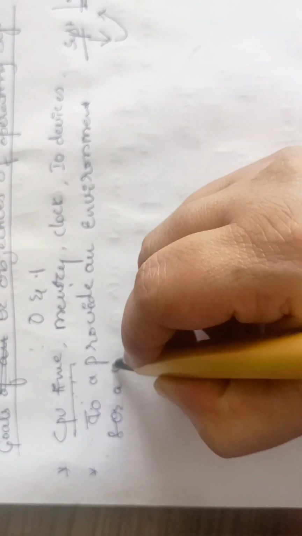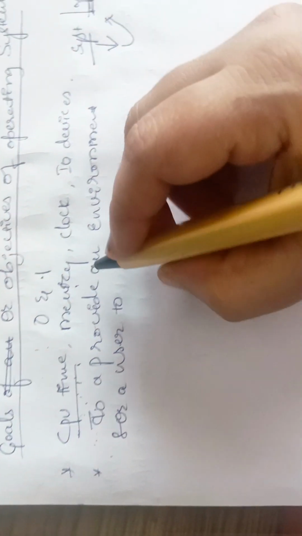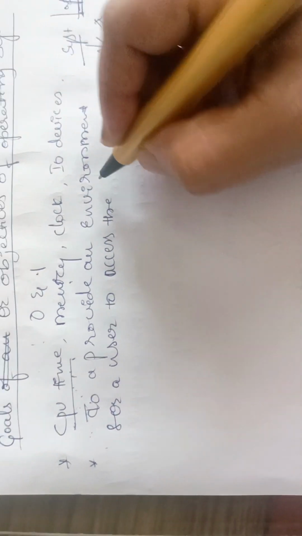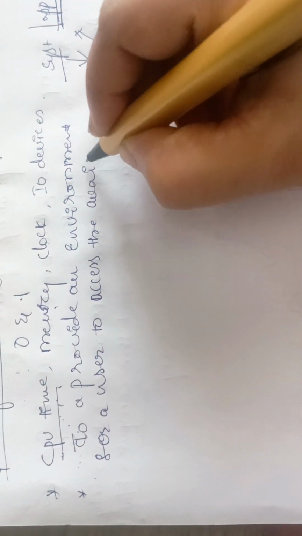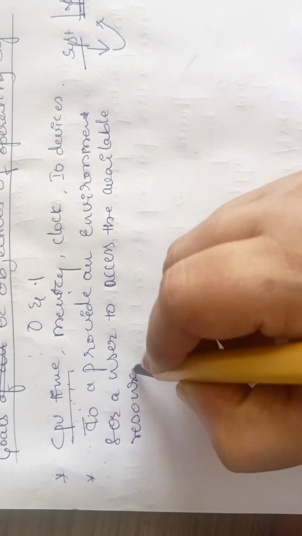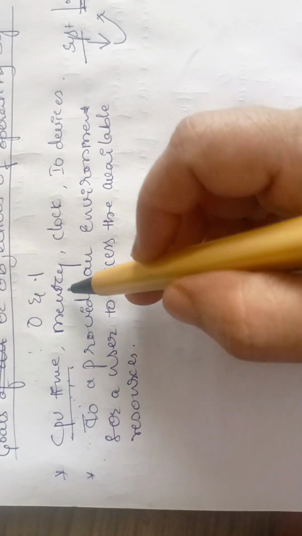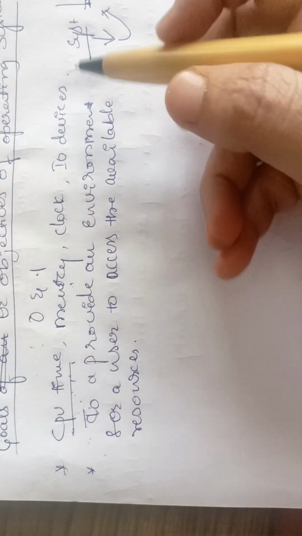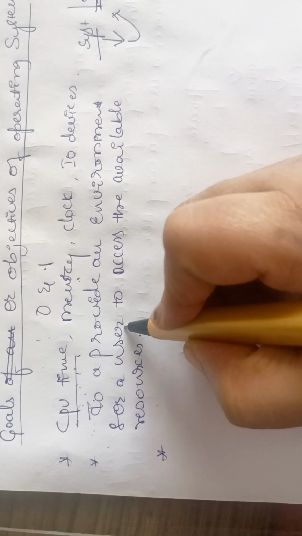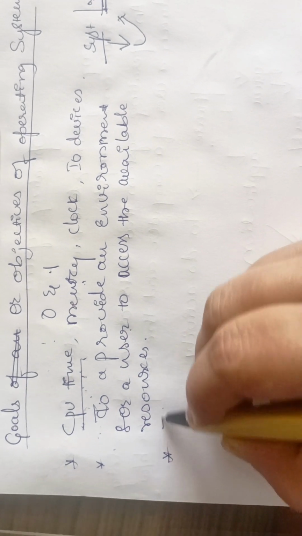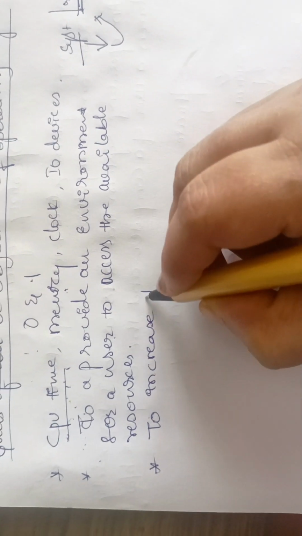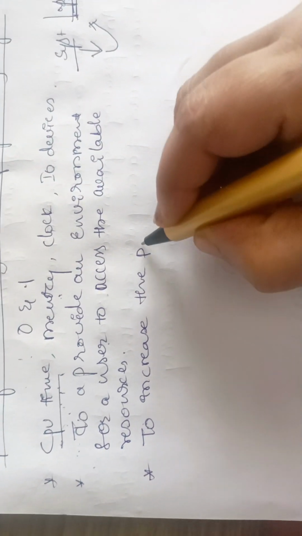for a user to access the available resources. Resources, as I told previously, are like a CPU, memory, input output devices. These are all the resources. So this is the second objective, and the third one is to increase the productivity.